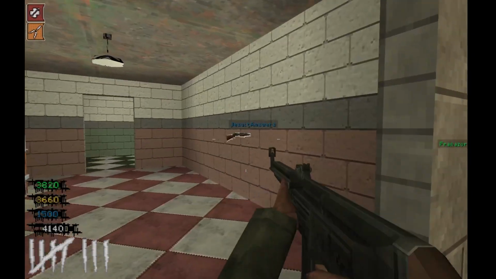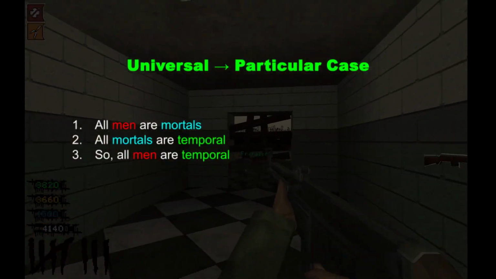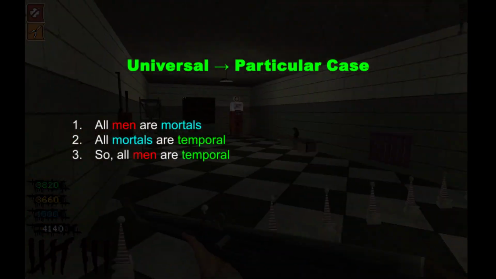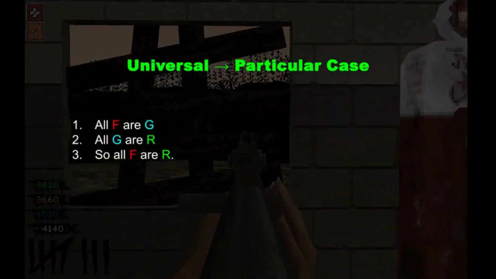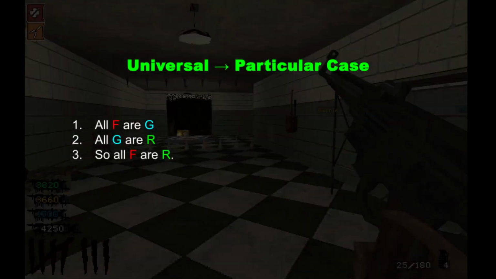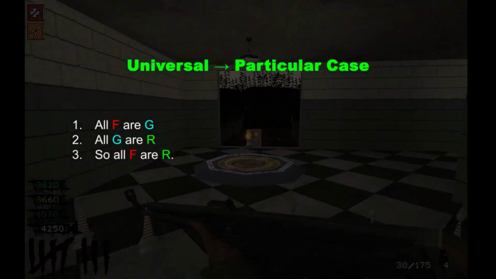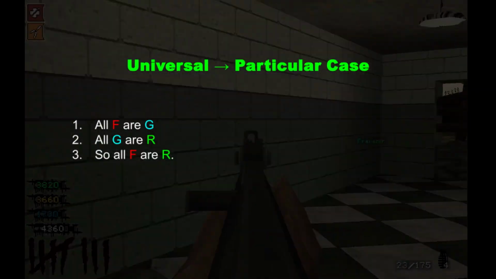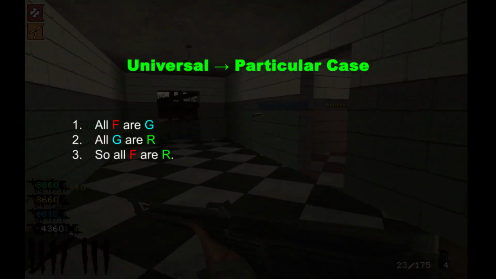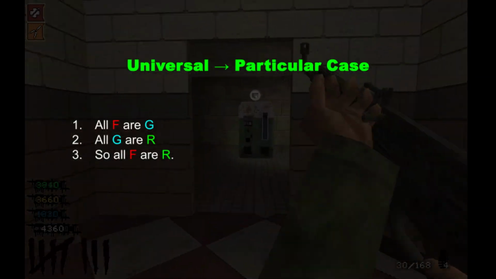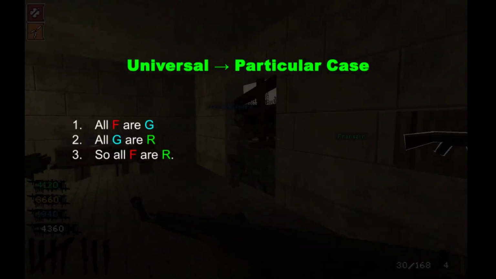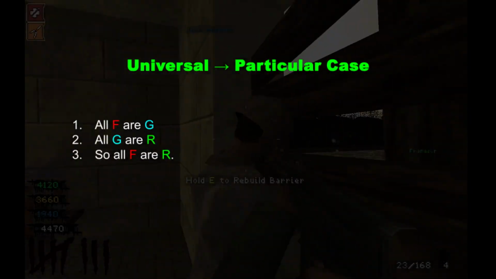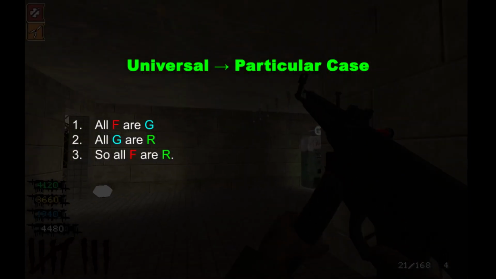Now, similar to this argument above, we can give all men are mortals, all mortals are temporal, so all men are temporal. One way to summarize this would be all F are G, all G are R, so all F are R. The idea is that everything in the first category is in the second, and since everything in the second category is in the third category, that would mean everything in the first category would also be in the third. The only way to deny this entailment would be to say that there is something in the first category that isn't in the third.